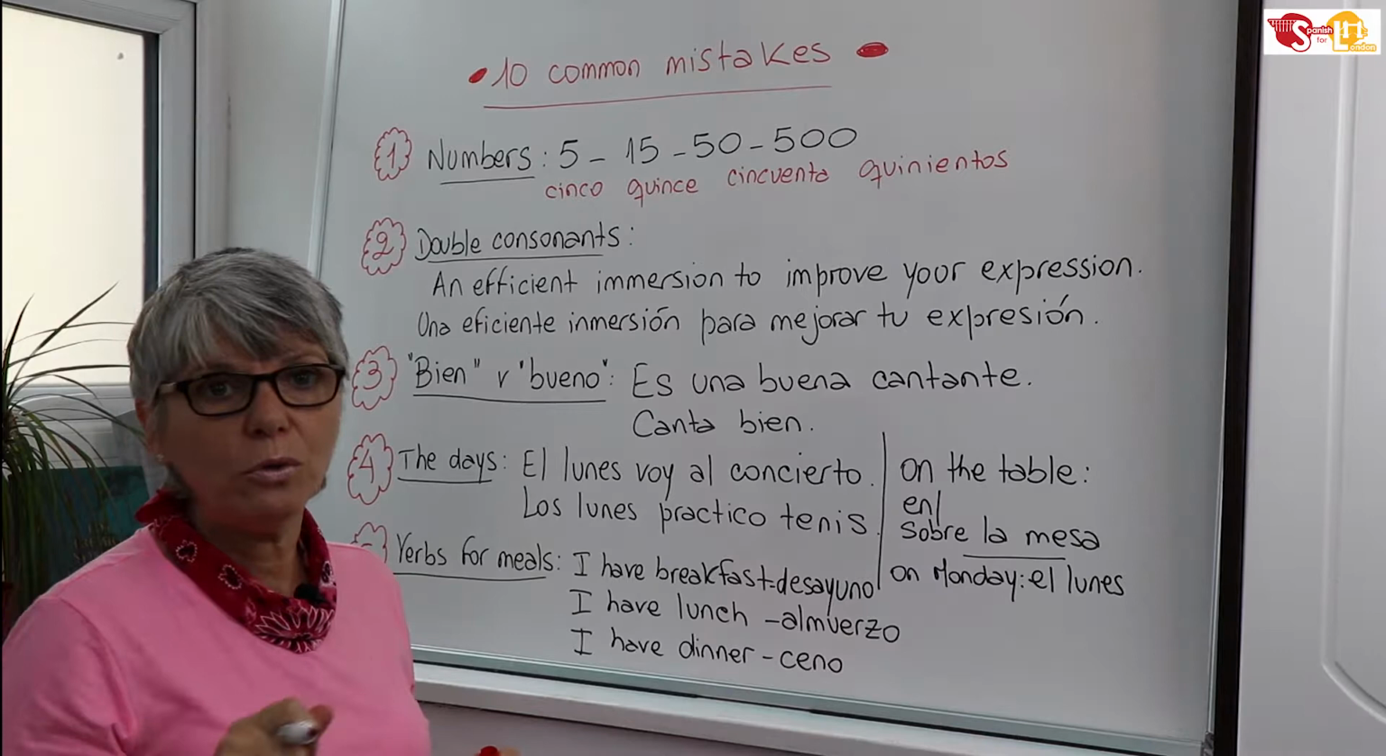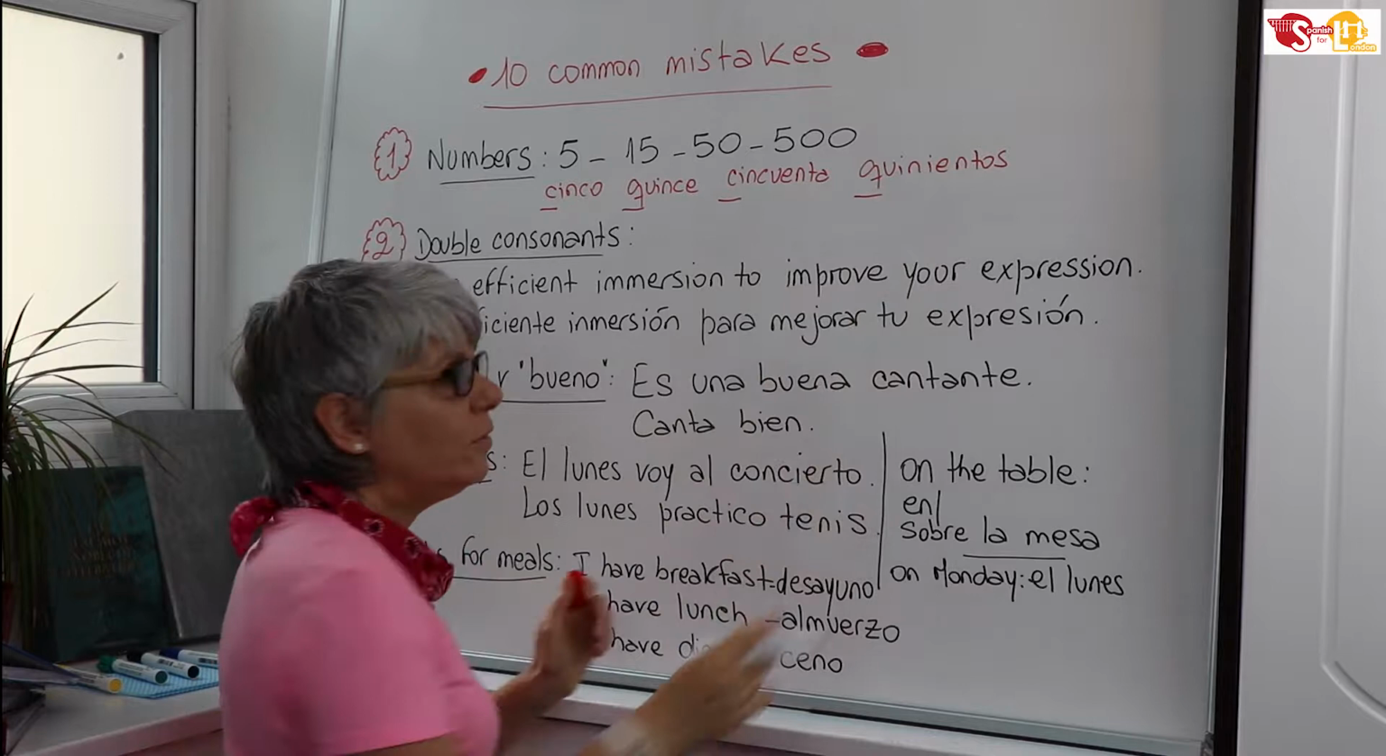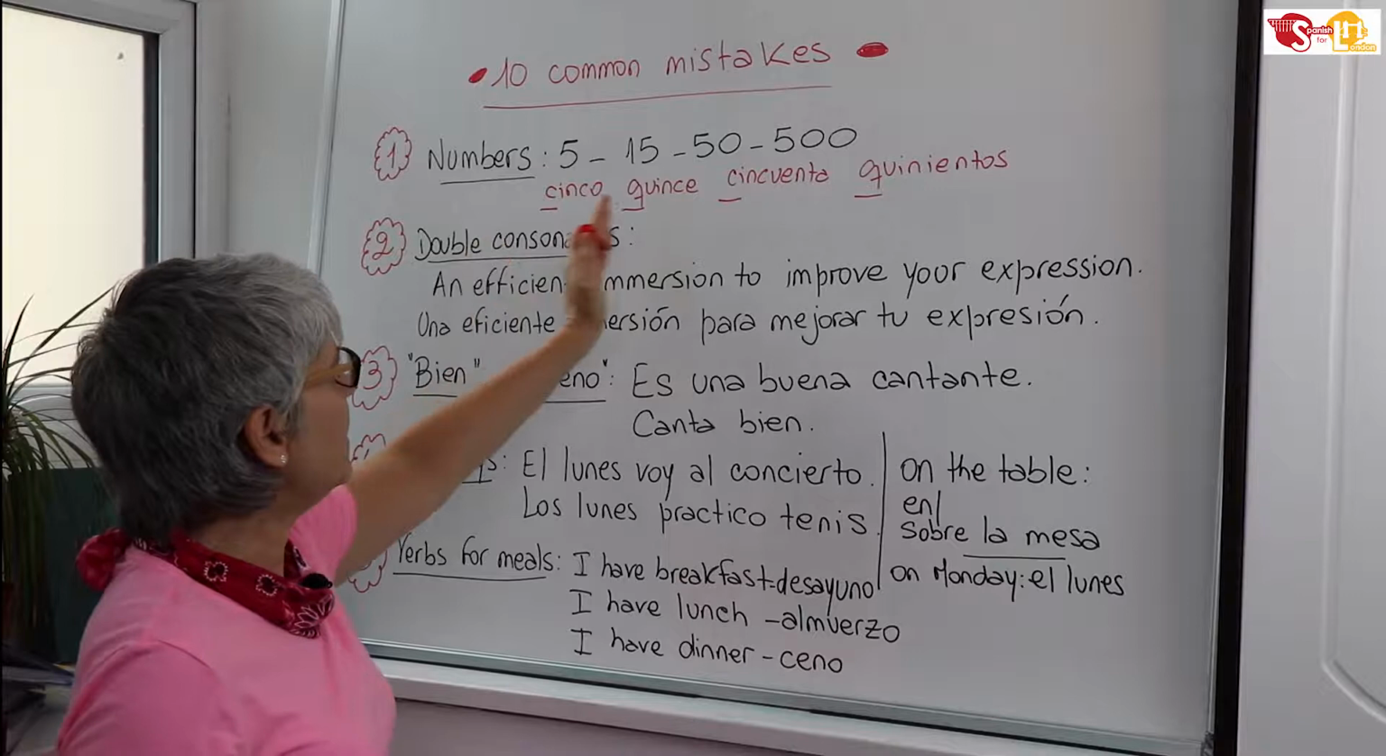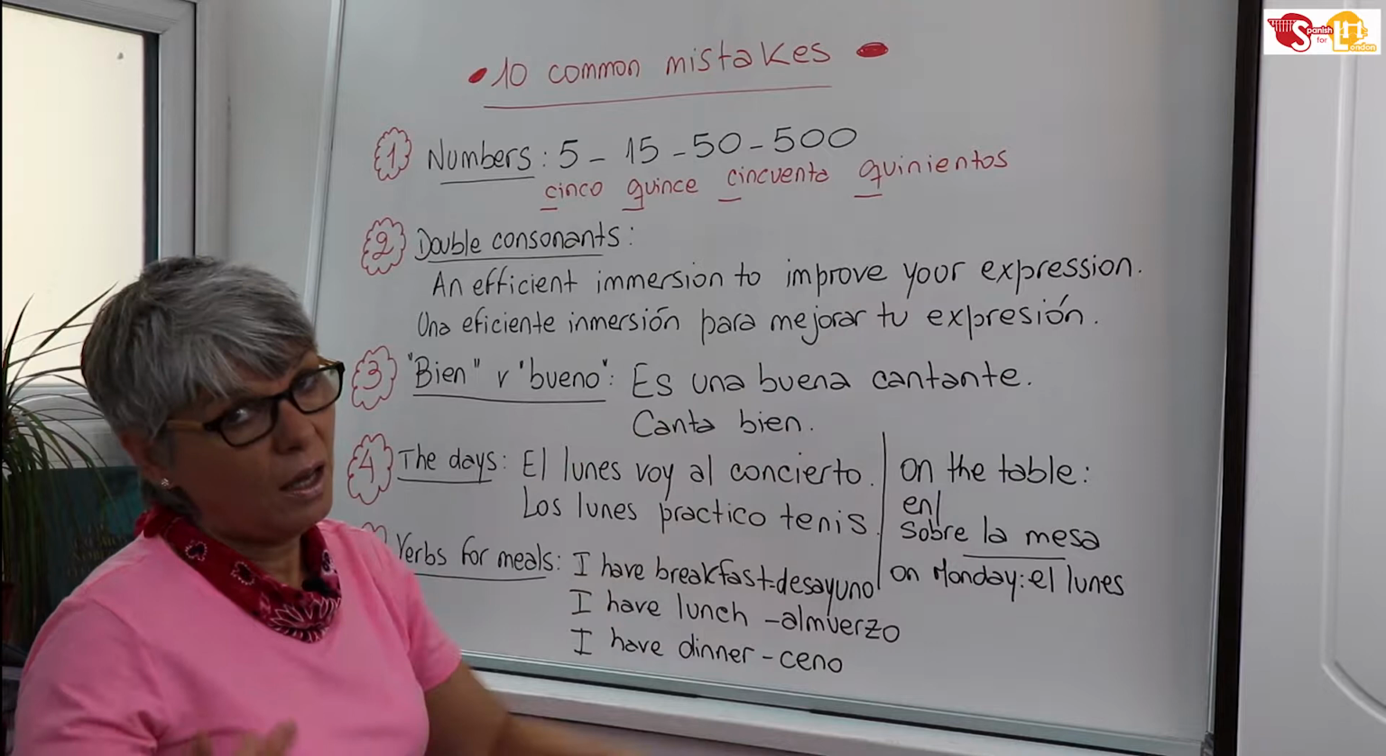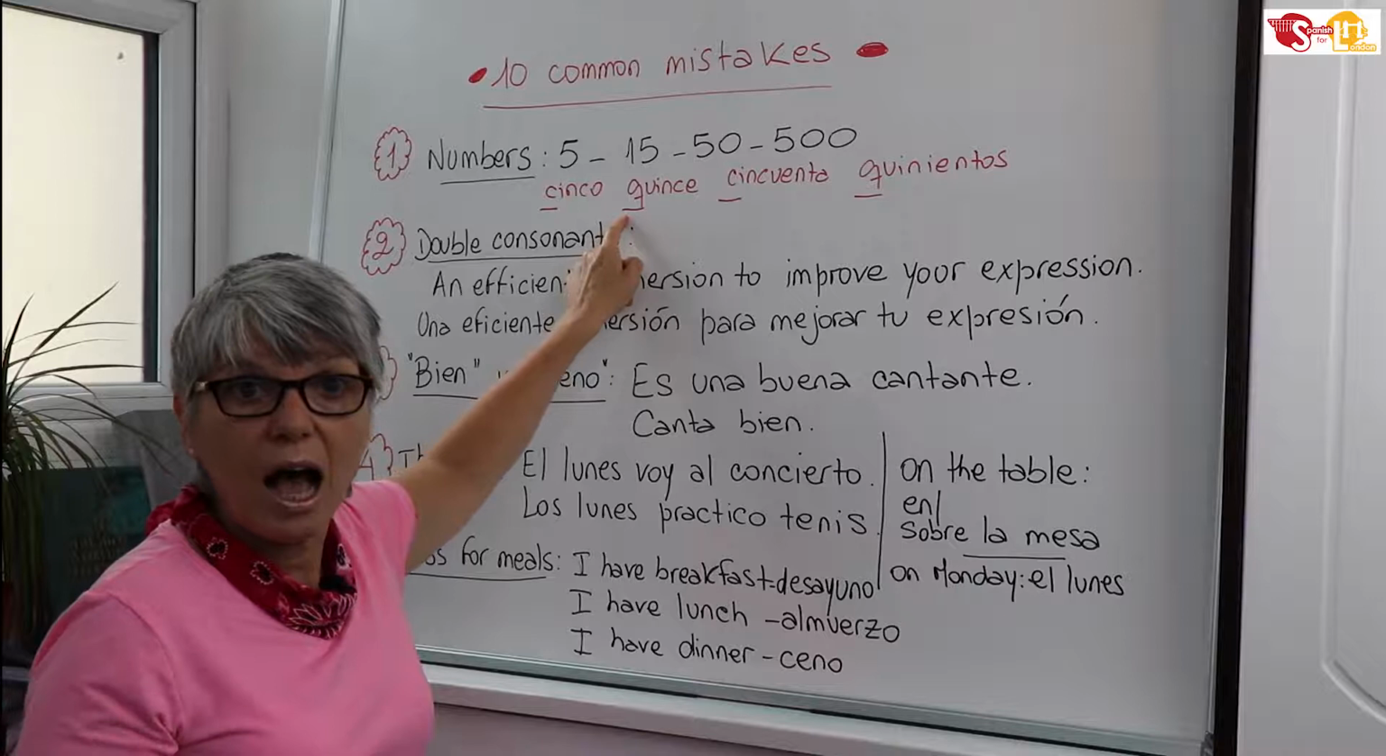Easy. C, Q, C, Q. So when you are struggling with these numbers, always remember this mnemonic rule. C, Q, C, Q. 5, 15, 50, 500. And by the way, remember that U after Q in Spanish is absolutely always mute.